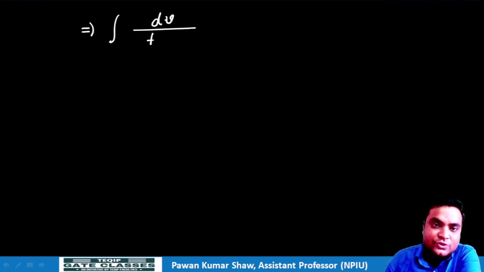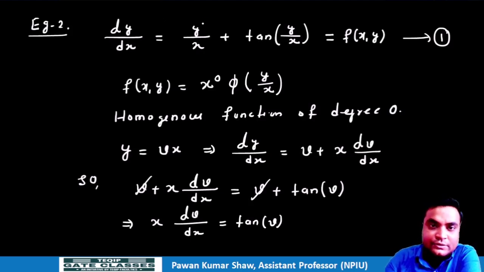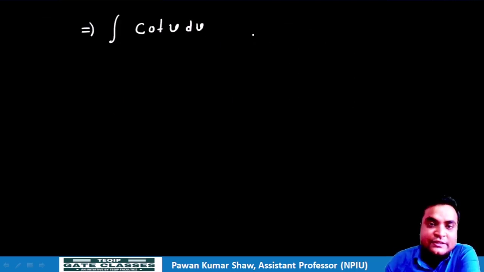So we can separate the variable of v, so the variable of v will be dv by tan v, which we can write in terms of cot v, cot v dv. See this one, dv by tan v we can write as cot v dv, and the other function, that is the function of x, we can write as dx by x.